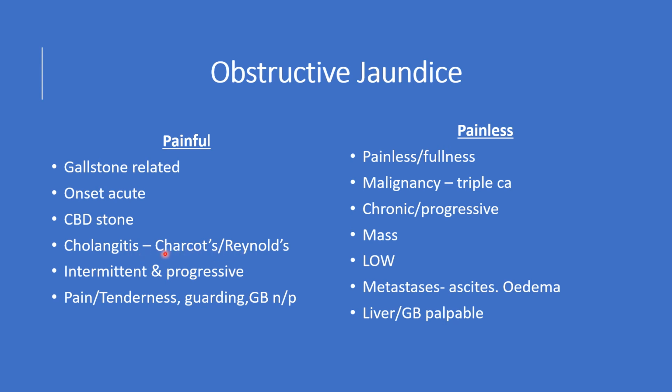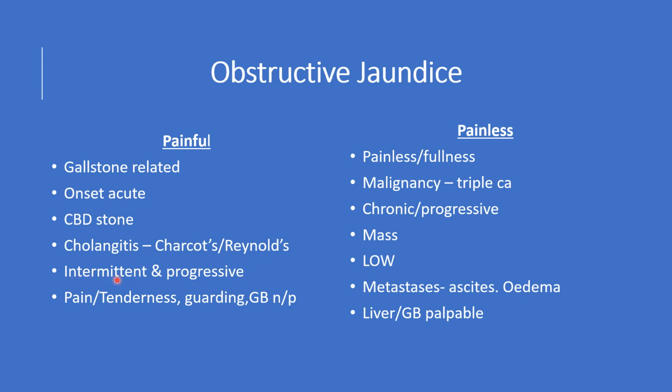And you must very carefully look for this Charcot's triad. A patient with Charcot's triad is a very good indicator for diagnosing cholangitis. Okay, and Reynolds' pentad is a more severe form of cholangitis.